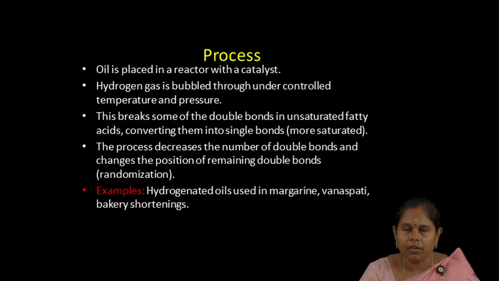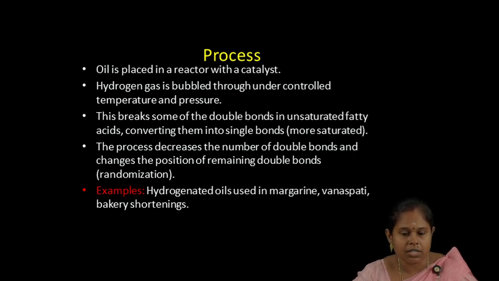Vanaspati, we all already know. How is it made? Through the hydrogenation process, taking vegetable oil and converting it into a solid form of fat. So liquid fat is converted into solid form; that is, vegetable oil is converted into vanaspati by the process of hydrogenation. This is the hydrogenation process.